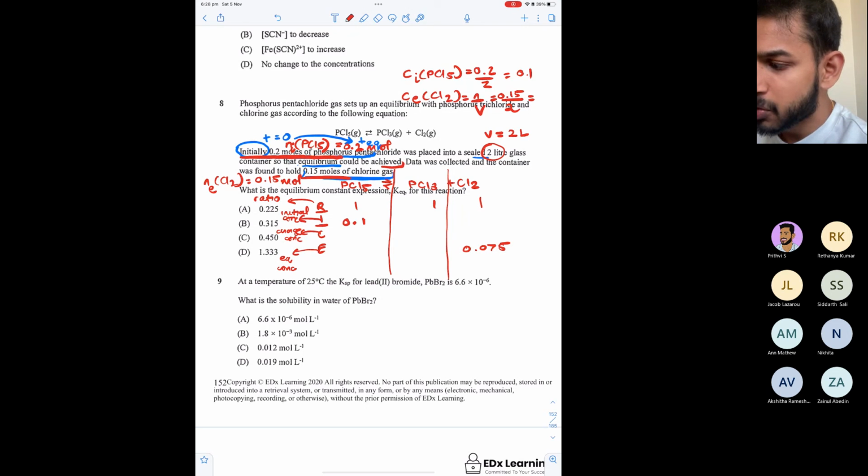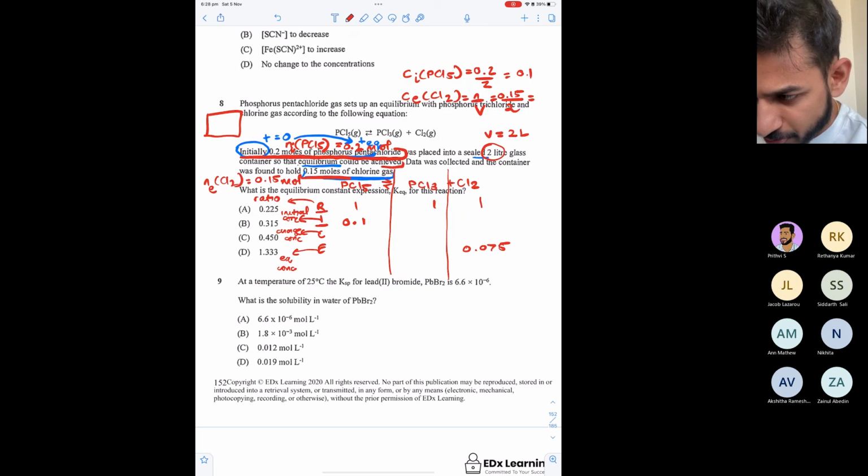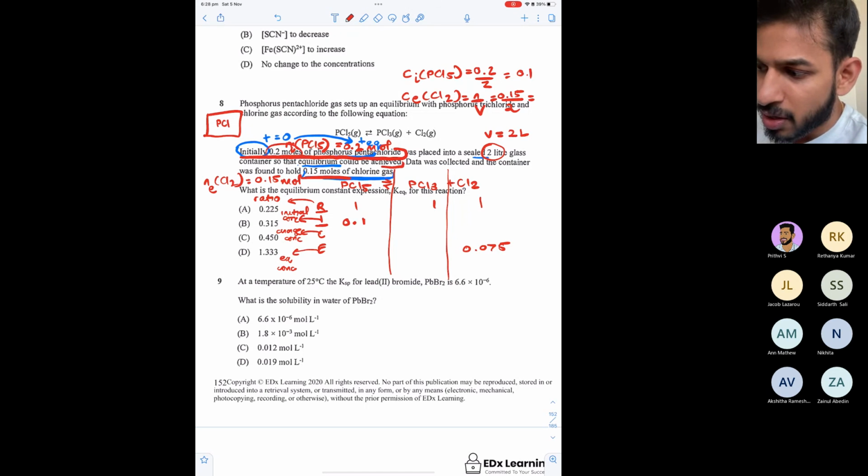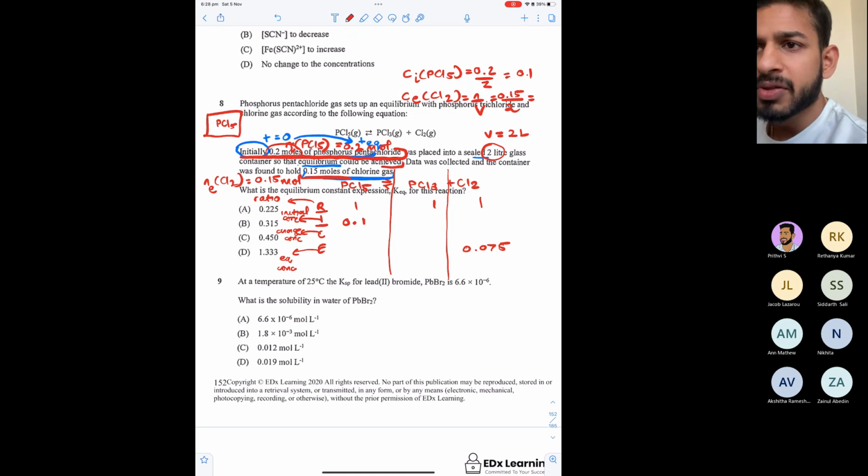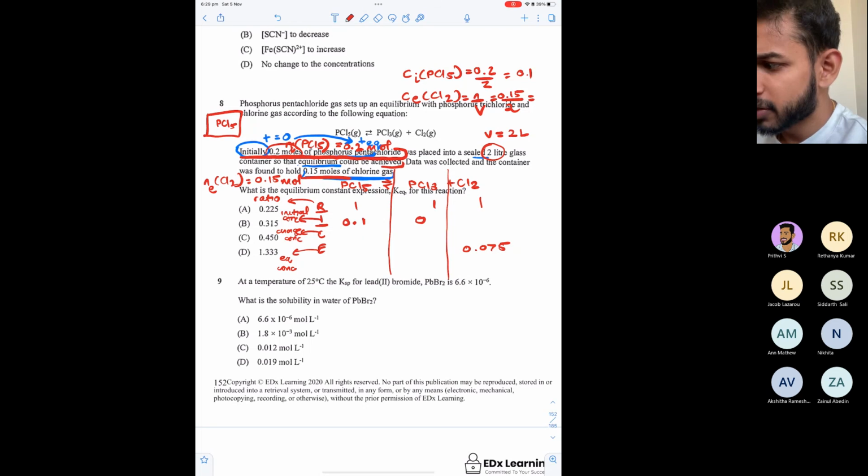Initially, 0.2 moles of phosphorus pentachloride was put in a vessel. So in a 2-liter vessel, there is only 0.2 moles of phosphorus pentachloride. Ritanya, is there any phosphorus trichloride, or is there any chlorine gas? No, it's going to be 0. Very good.